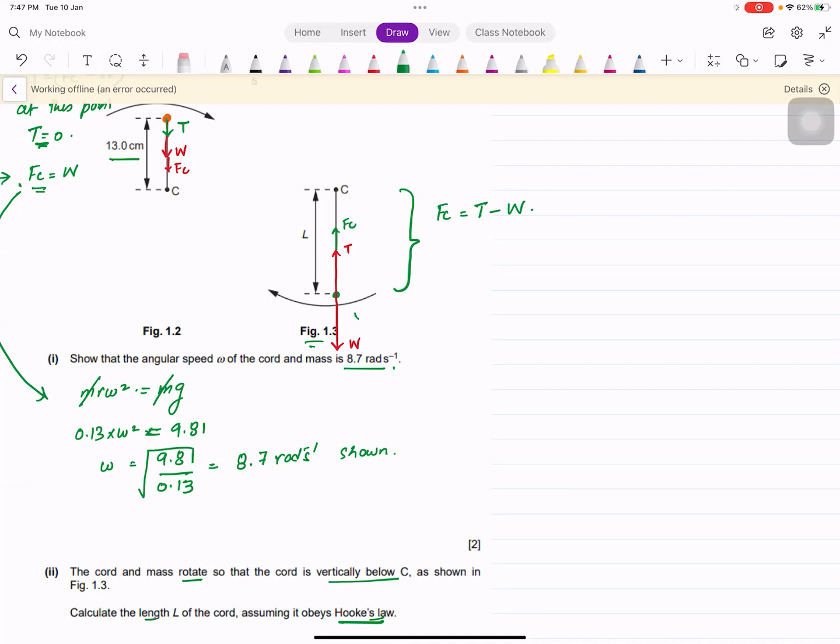And the reason I'm writing this is because you guys need to understand that in this equation, the tension has to be greater than W in order to have a resultant force upwards, which means I can say tension is equal to centripetal force plus W. All right. Any questions here, please let me know.